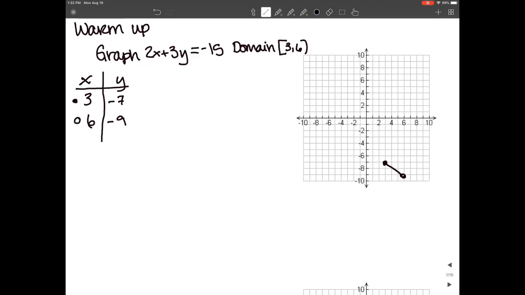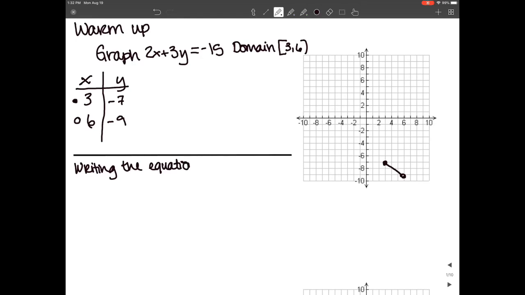We are going to write the equation of a line, and today is the 19th. Did you ever get one? No, I didn't. I'll look at it in a moment.